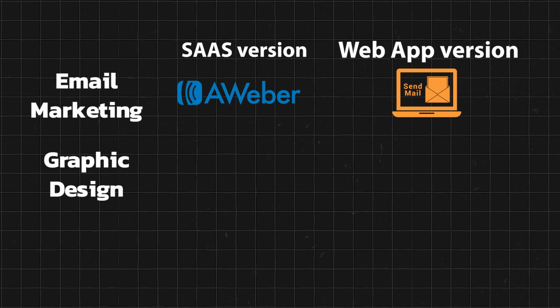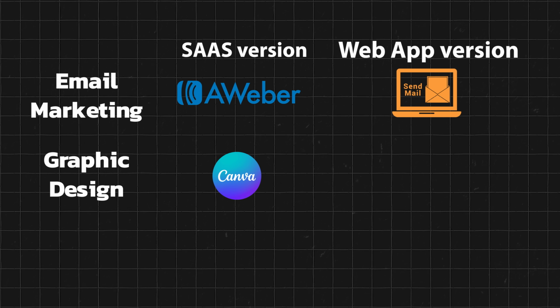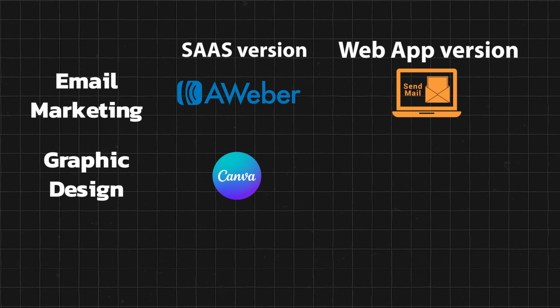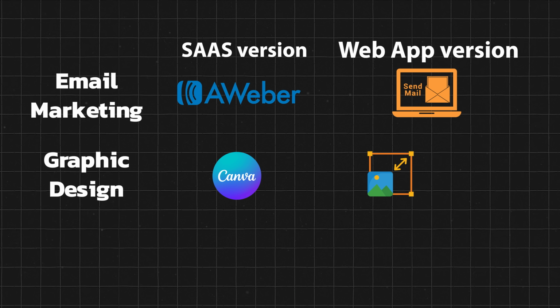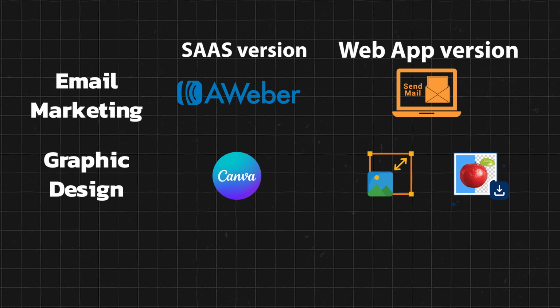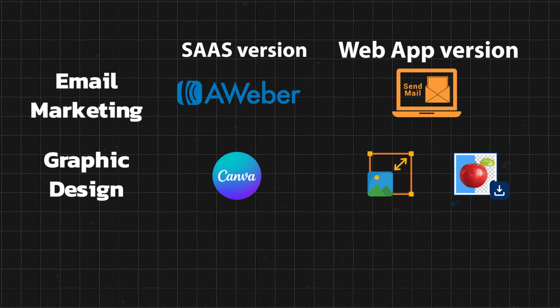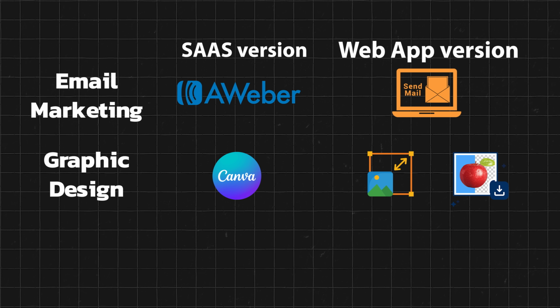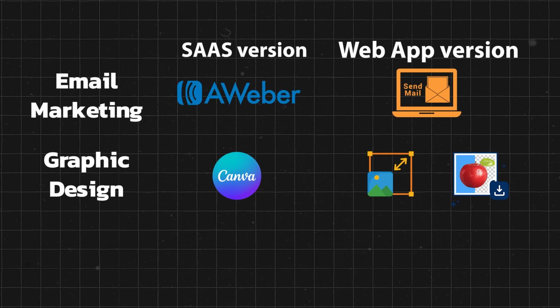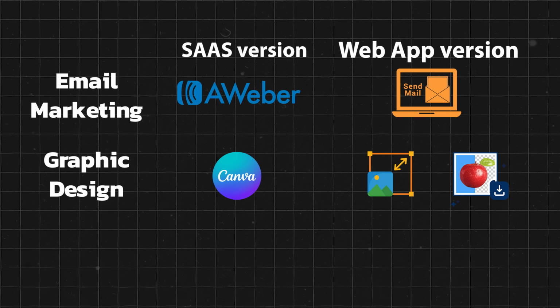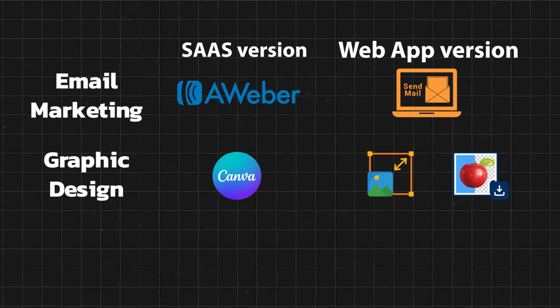Another example is graphic design. If we look at Canva, Canva is obviously a SaaS. On the other hand, something like a photo resizing tool or maybe a background remover is going to be a web app. Canva is able to save multiple hundreds of thousands of different designs for multiple different users. But when you use a photo resizer, it's only going to be a one-time thing.